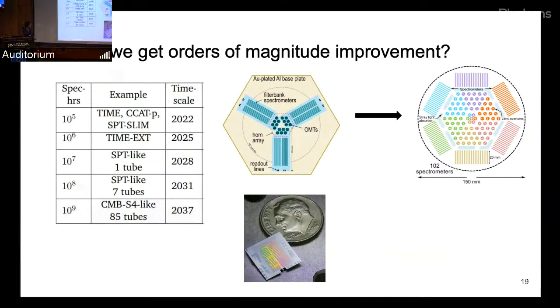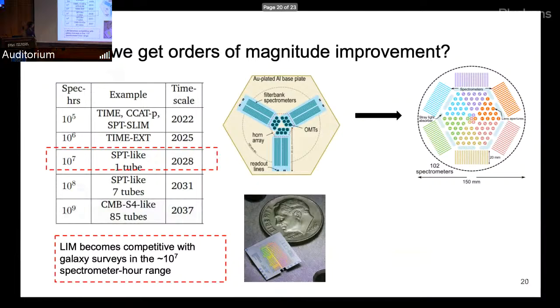And on the left you can see where we're at in terms of spectrometer hours. Right now, with things like SPT-SLIM, we're in the 10 to the 5 spectrometer hour regime in 2022. But this is where things get really interesting. If we can get one SPT-like tube, just what I'm picturing to the right, which is a pretty modest increase, we're going to become competitive with galaxy surveys for cosmological constraints. And this to me feels really, really promising.